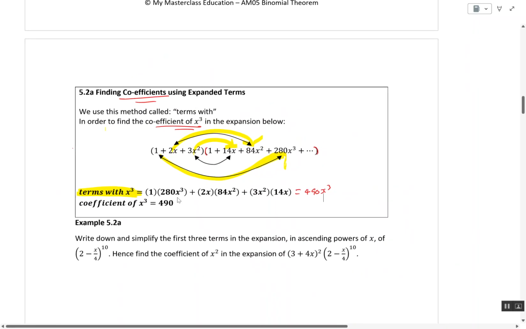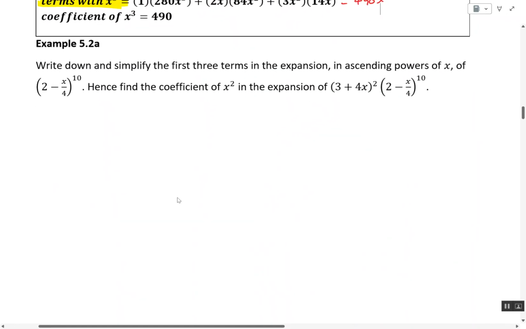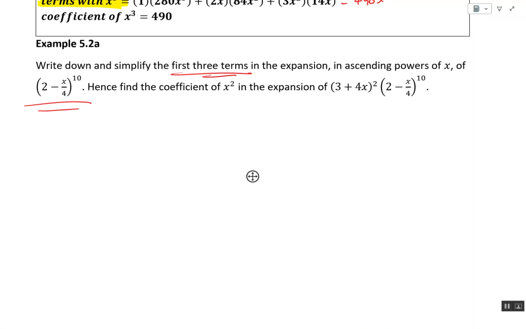So very quickly, let's look at the example below. The first part, you're asked to expand and simplify up to the first three terms for this binomial expansion. So let's expand that. You'll start by writing (2 minus x over 4) to the power of 10 equals. In this case your a is 2, your b is the negative x over 4. So I start with 2 to the power of 10.